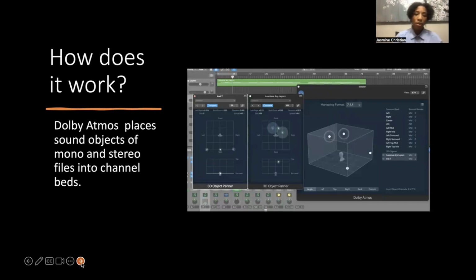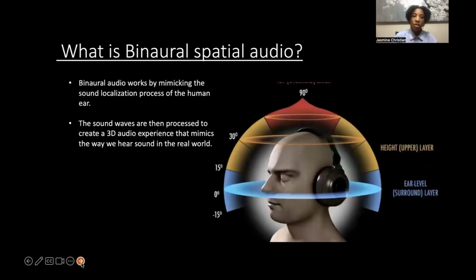So how does Dolby Atmos work? Well, Dolby Atmos places sound objects of mono and stereo files into channel beds. So these channel beds can be basically your regular speaker setup, surround speaker setup, and then it can also be via binaural audio. So what is binaural spatial audio?